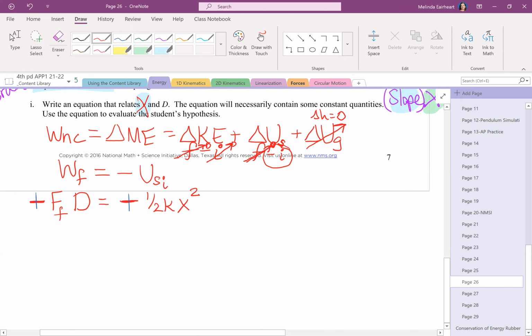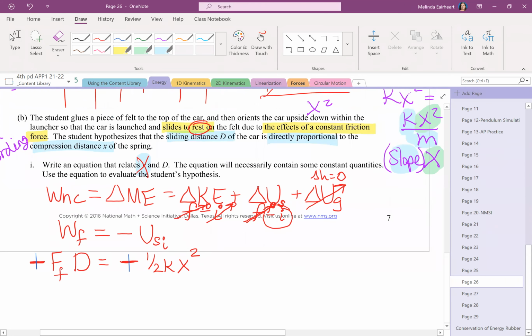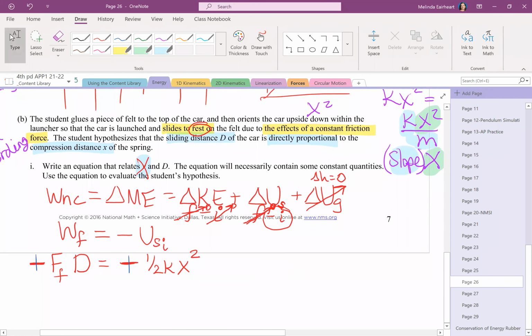And so now identify the constants. So they told us up above that the frictional force was constant. And so you could do mu Fn, but they tried to make it easier on you. They said it's a constant force. And spring constant is constant. And so now we're focused on D and the compression distance. The student claims that X and D are directly proportional. True or false? False. So the student is incorrect.